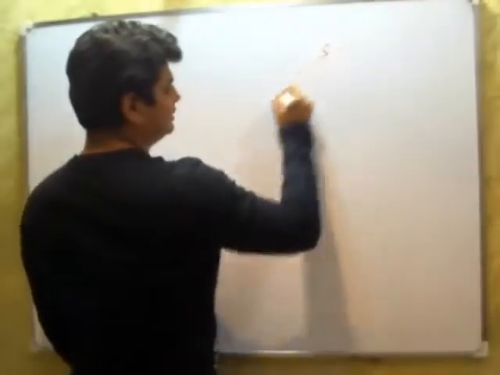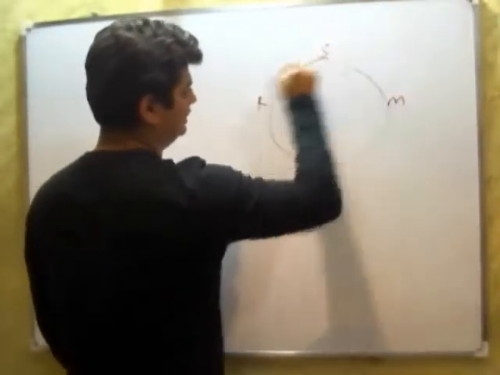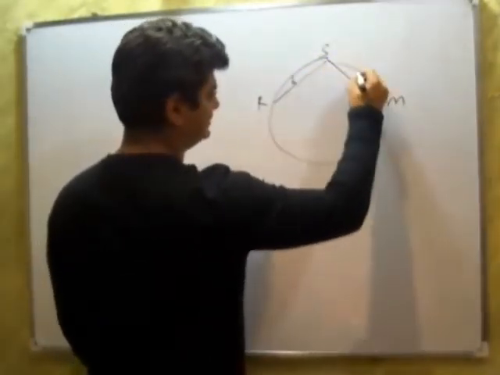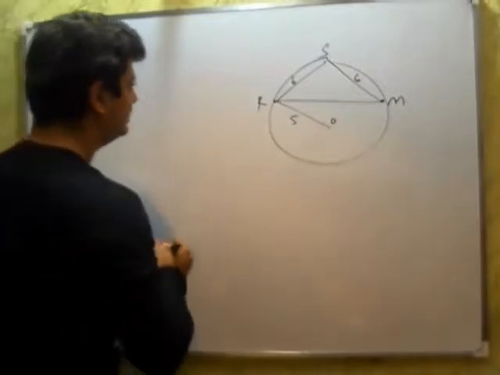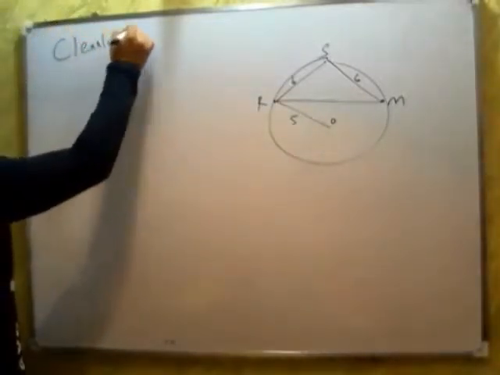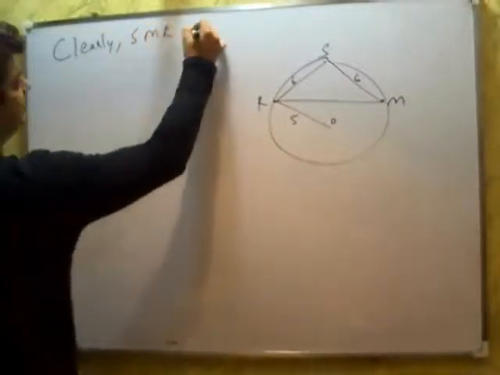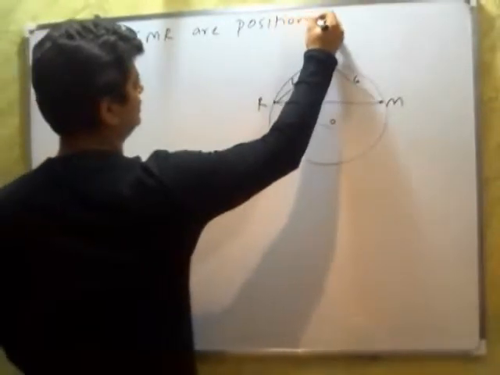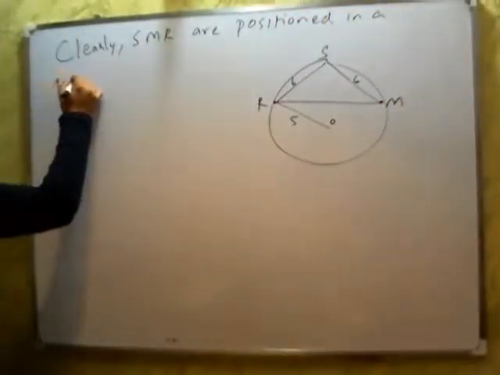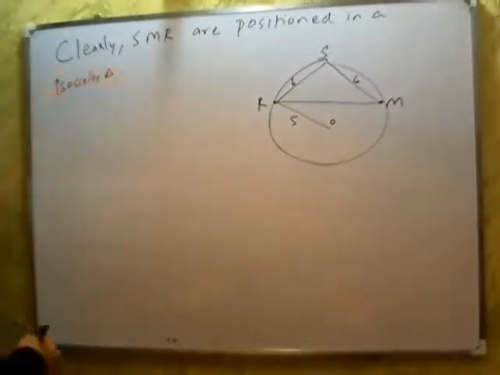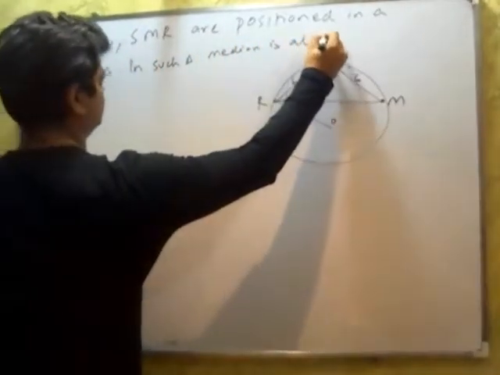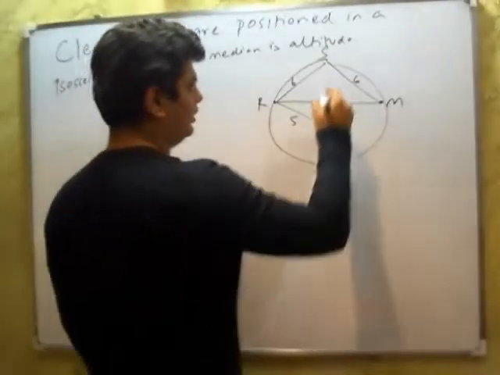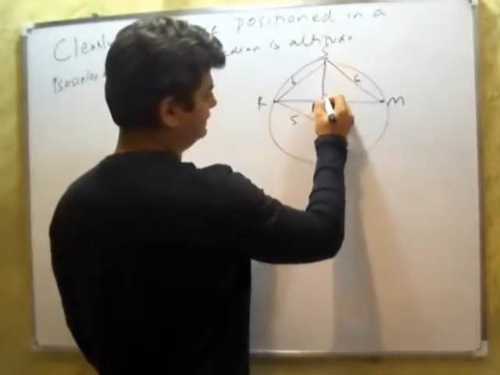See, the question was: Salma, Reshma and Mandeep all are lying on a circle, and this is 6, this is 6 and this is the center, this is 5. Now, clearly S, M, R are positioned in an isosceles triangle pattern, and in such a triangle the median is the altitude. So we draw a median SN and this will be the altitude as well.